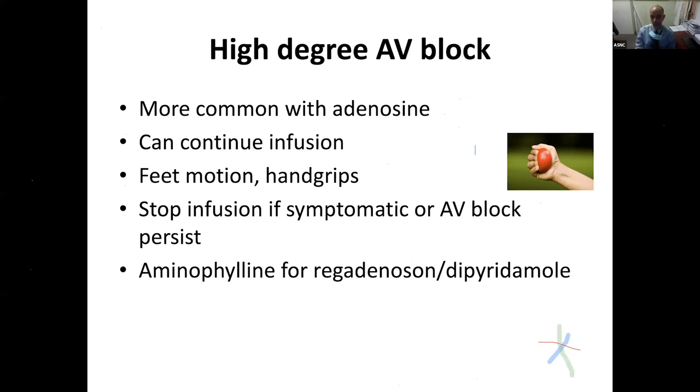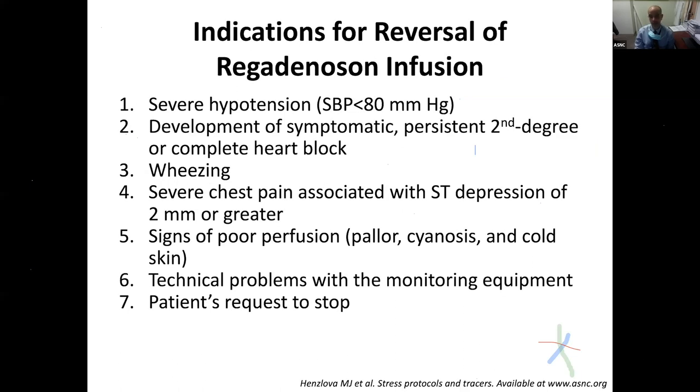If you use regadenoson or dipyridamole, then you can use aminophylline as a reversal agent. These are the indications for reversal of regadenoson infusions. So severe hypertension, development of symptomatic persistent second degree or complete heart block, patient develops wheezing, severe chest pain with ST depressions of 2 millimeters or greater, signs of poor perfusion, technical problems with the monitoring equipment, and a patient's request to stop the infusion.